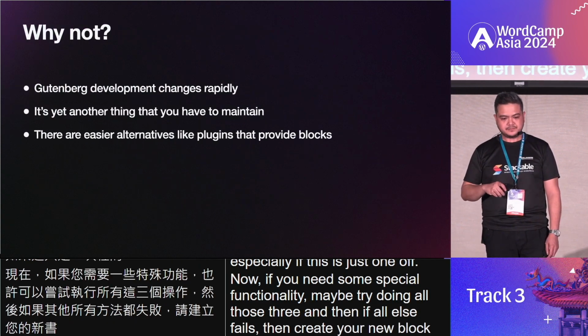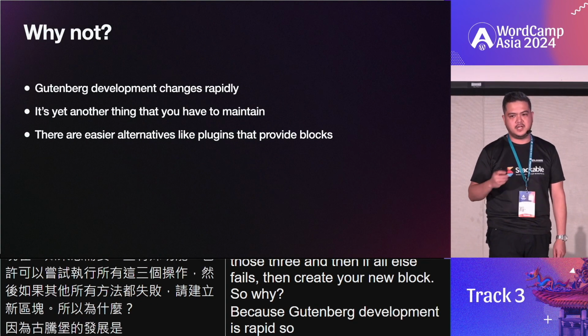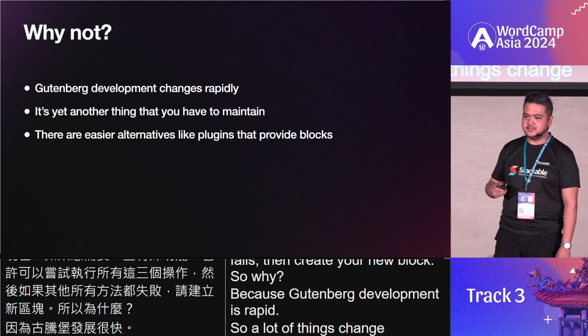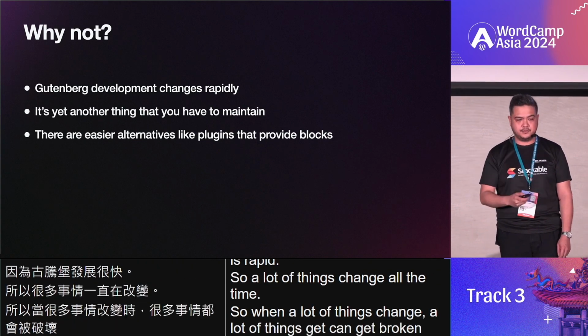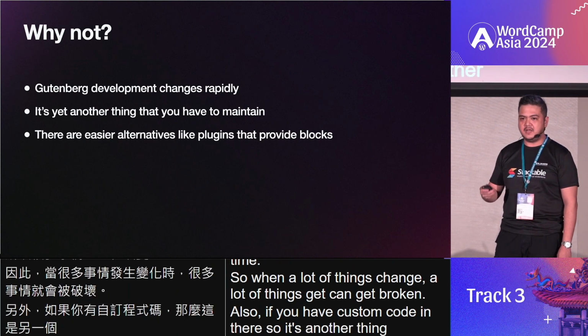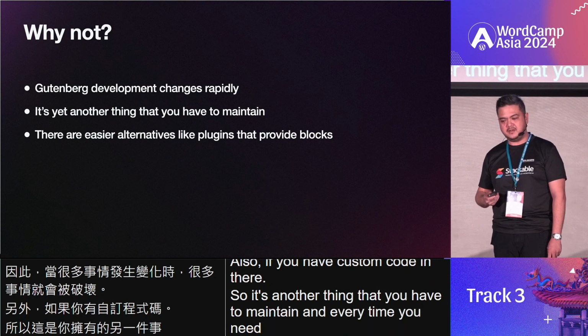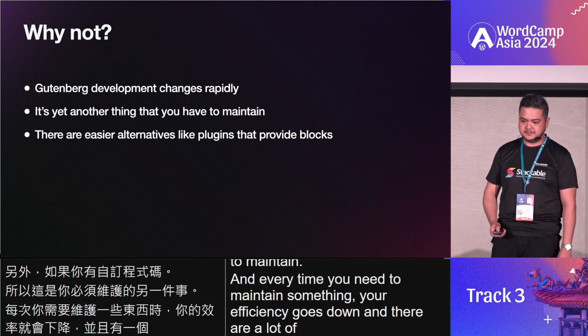So why? Because Gutenberg development is rapid. So a lot of things change all the time. So when a lot of things change, a lot of things can get broken also if you have custom code in there. So it's another thing that you have to maintain. And every time you need to maintain something, your efficiency goes down. And there are a lot of good alternatives out there.